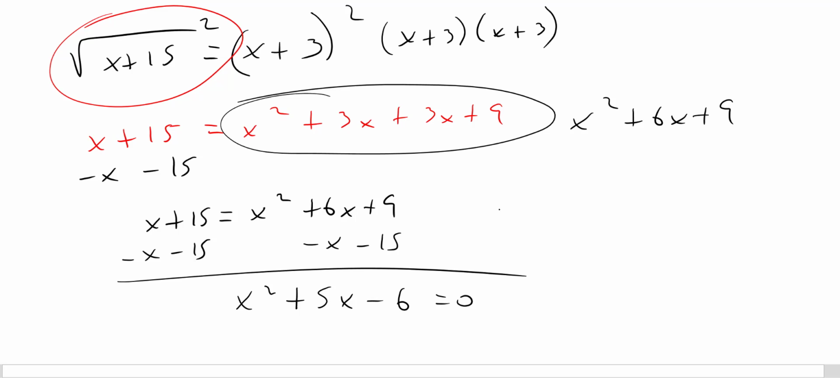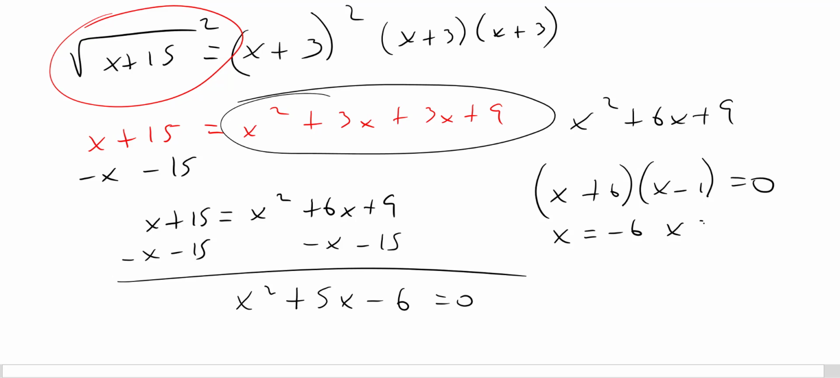And then you do a factor box and you factor it, or however you factor it. I'm teaching you this way, factor boxes. I'm not even going to do it because there's so many different ways to factor. But if you factor this, this is what you get. You get x plus 6 and x minus 1 equals 0. So x equals negative 6 and x equals 1.